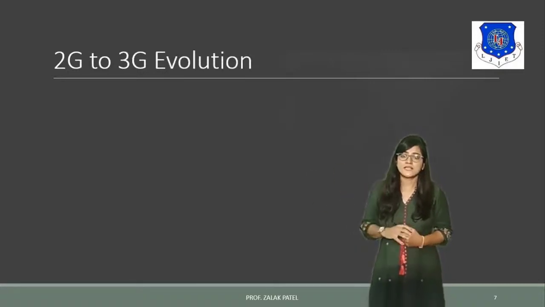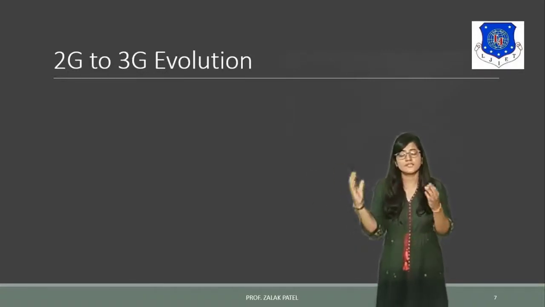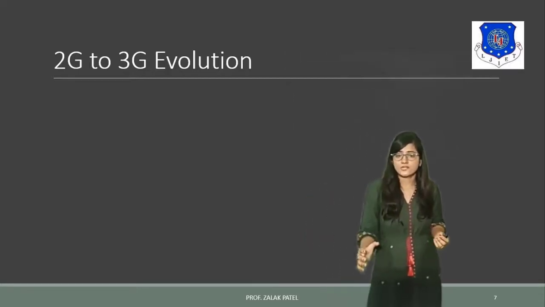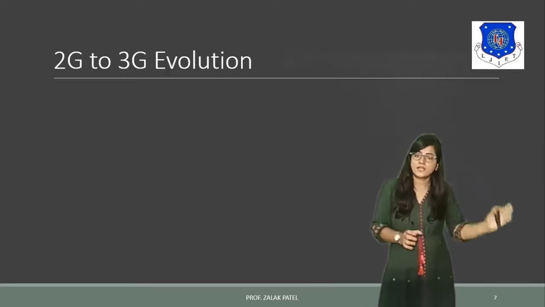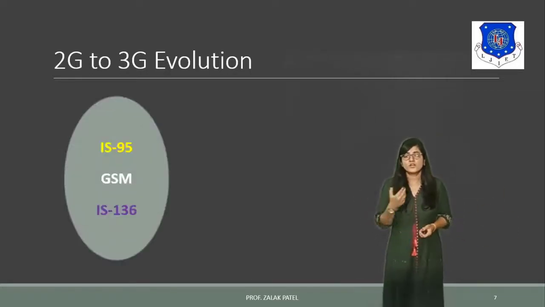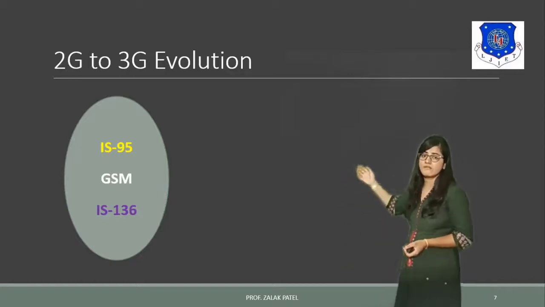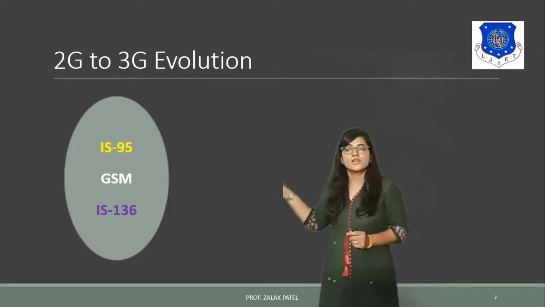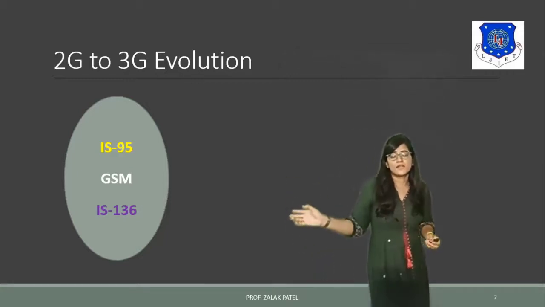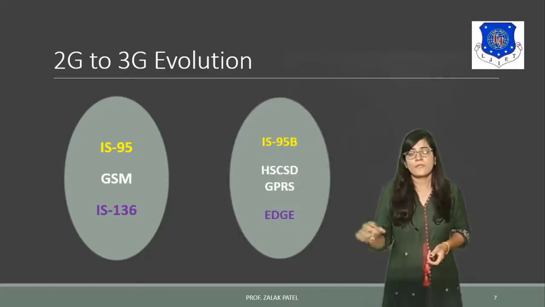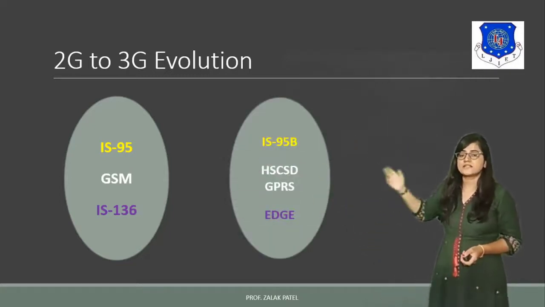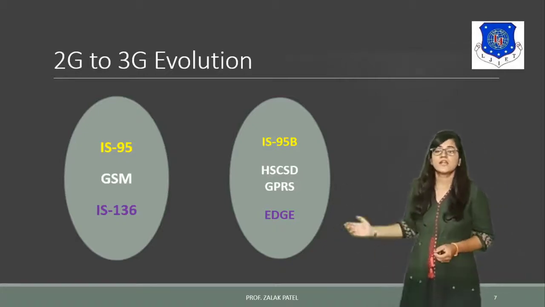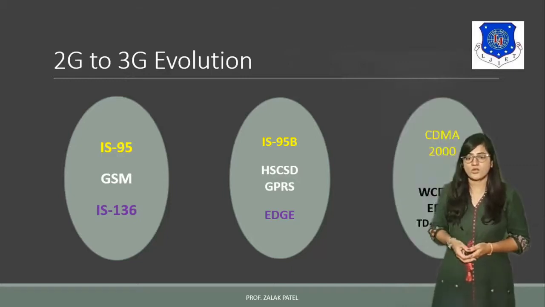Now let's move towards the evolution from second generation to third generation, that is 2G, then 2.5G, and then 3G. The second generation standards are divided into three parts: IS-95, which is Interim Standard 95; GSM, the Global System for Mobile; and the third one, the IS-136 standard. Next are IS-95B, HSCSD, meaning High Speed Circuit Switched Data, GPRS, meaning General Packet Radio Service, and EDGE, Enhanced Data rates for GSM Evolution.